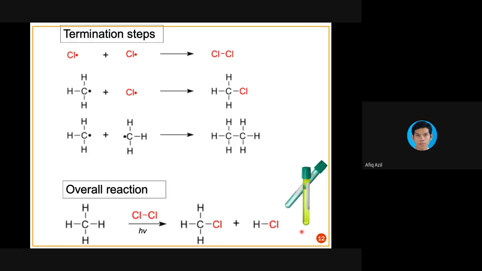So here below is the overall reaction, the overall reaction of the free radical reaction. You must include alkane with halogen and the presence of energy or UV light. You can write UV light or you can use this h nu symbol to form the haloalkane.